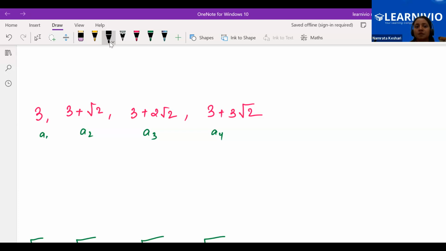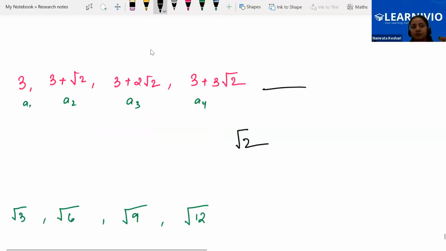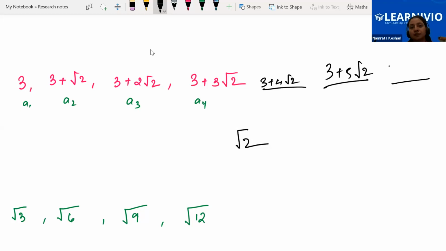Yes, ma'am. What is the common difference you are getting, Ziana? Ma'am, root 2. Exactly. It's in AP and the common difference is root 2. Can you tell me the next term, Ziana? Ma'am, 3 plus 4 root 2. Perfect. What will be the next term? 3 plus 5 root 2. Perfect. And the next term? 3 plus 6 root 2.